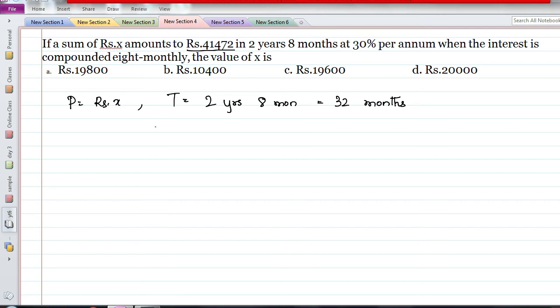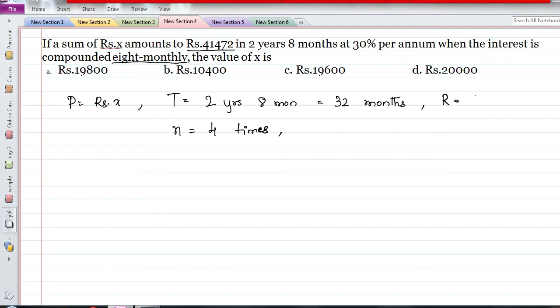Now we will write what is the value of N. N is the number of times interest is added, that is called compounding. So interest is added every 8 months. Right? Every 8 months interest is added. So in 32 months, 4 times the interest will be added. Or we say there were N time periods.